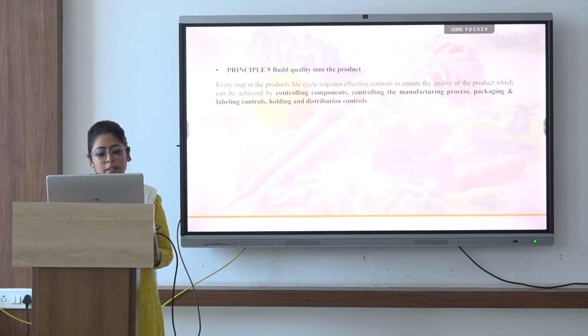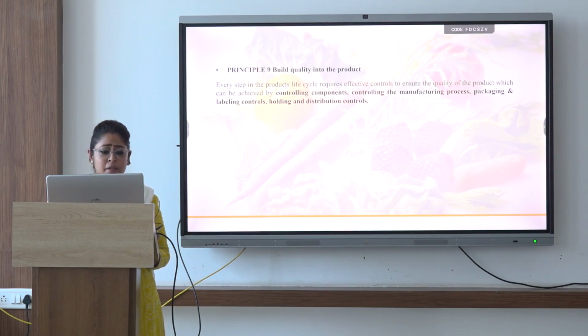Ninth principle is build quality into the product. So not only GMP's focus about the safety or making a product hazard free, it also focuses on building quality in the product. That means you must produce your product by maintaining all the good manufacturing practices as per consumer's demand. Whatever consumer is demanding, you have to satisfy the consumer. So building quality is also one of the main aspects in good manufacturing practice.